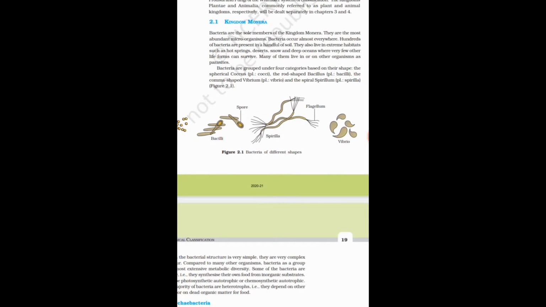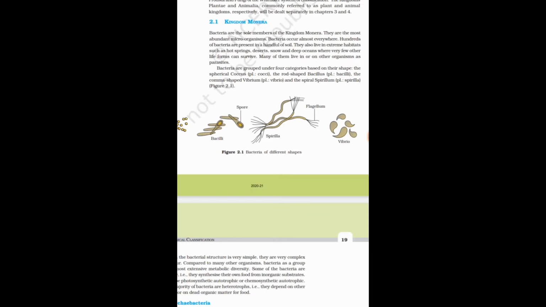2.1 Kingdom Monera. Bacteria are the sole member of the kingdom Monera. They are the most abundant microorganism. Bacteria occur almost everywhere. Hundreds of bacteria are present in a handful of soil. They also live in extreme habitats such as hot spring, desert, snow and deep ocean, where very few other life forms can survive. Many of them live in or on other organisms as parasites.